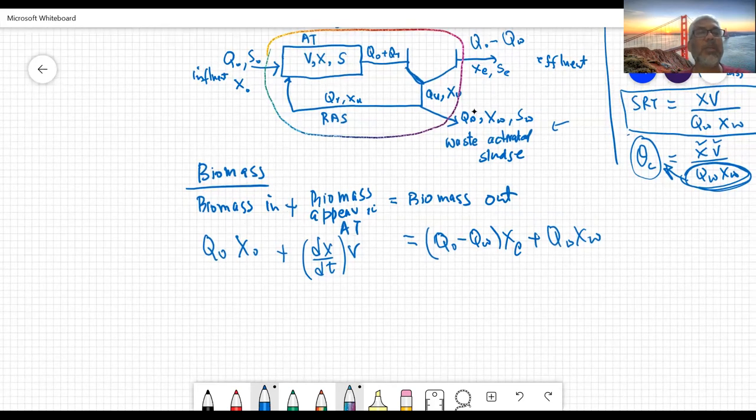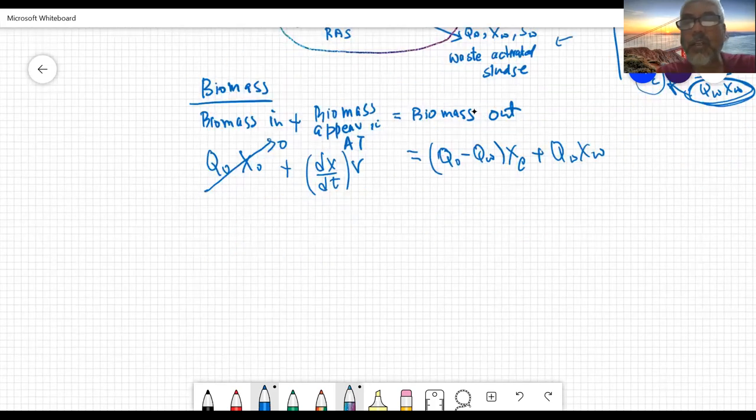We assume the biomass which is coming in here, X naught, actually is very small. We assume there is no biomass coming in. In actual, there is some biomass coming in, but as compared to biomass being produced in the aeration tank, this concentration of biomass coming in the influent, means water coming in, is very small. So we can just assume this term is zero. So what is left here now?